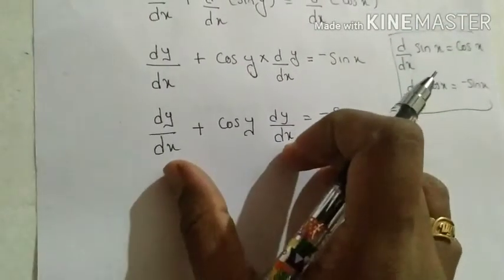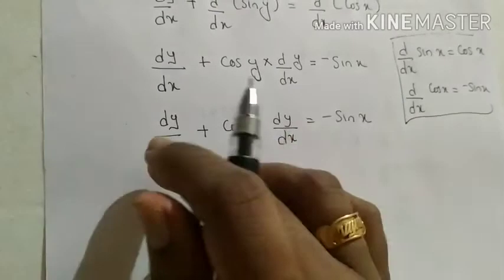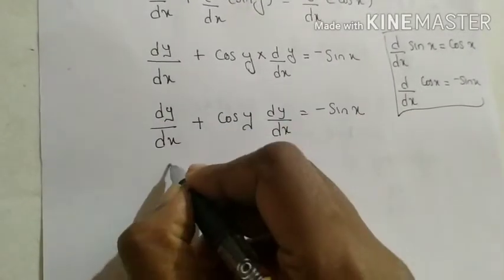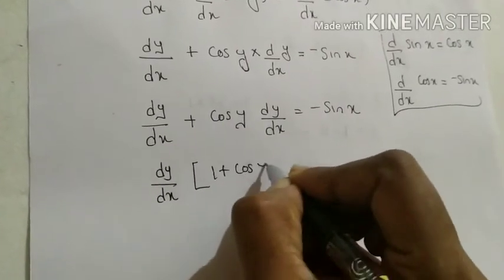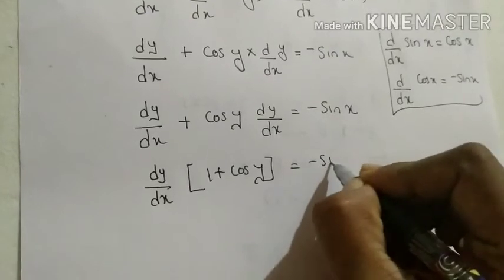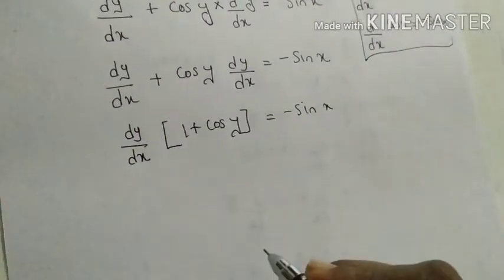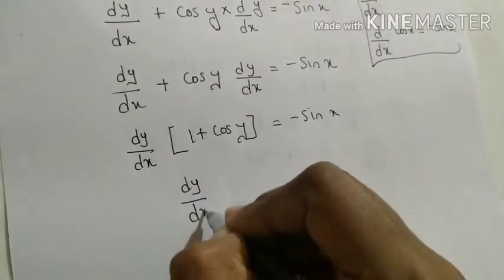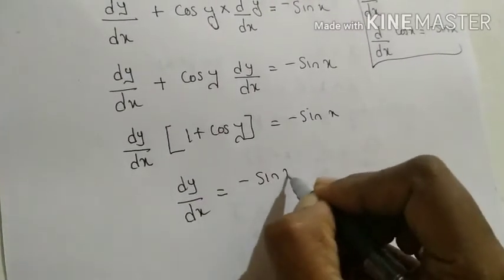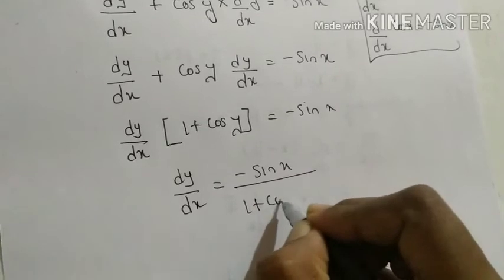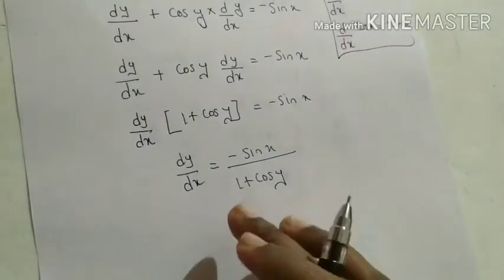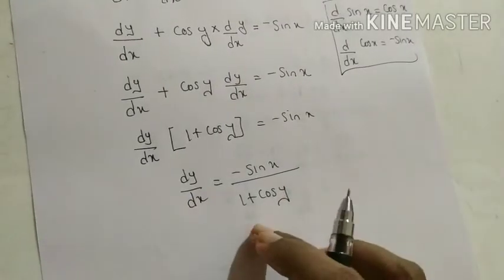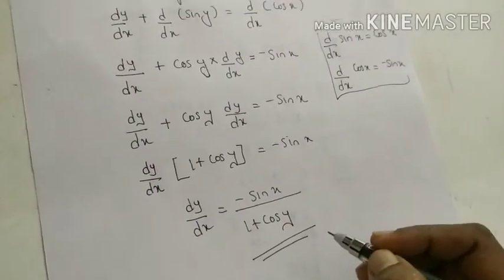By observing this, we can see that dy by dx is a common term. So taking dy by dx outside, we get 1 plus cos y here, and the remaining term remains the same. Here dy by dx equal to minus sin x divided by 1 plus cos y. Okay, so we need to find dy by dx. We get dy by dx as minus sin x divided by 1 plus cos y. This is our final answer.